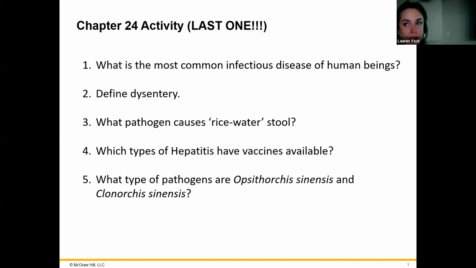That one, dental caries. So that's going to be basically tooth decay. What is dysentery? Bloody diarrhea. What pathogen causes rice water stool? That is Vibrio cholerae. What types of hepatitis have vaccines available? It's just A and B for now. And what type of pathogens are Opisthorchis sinensis and Clonorchis sinensis? They are helminths. More specifically, they are flukes.